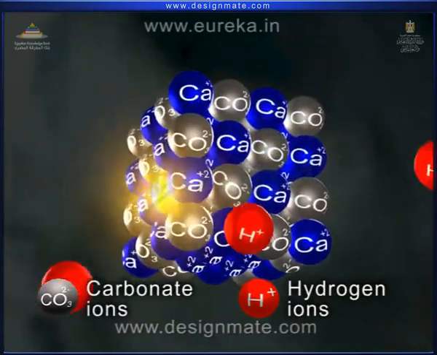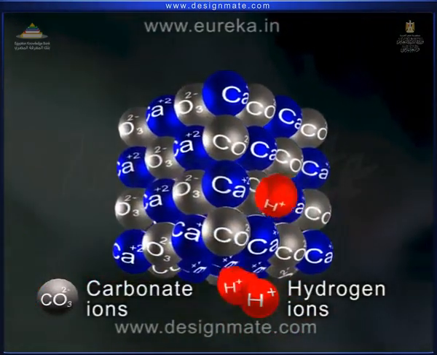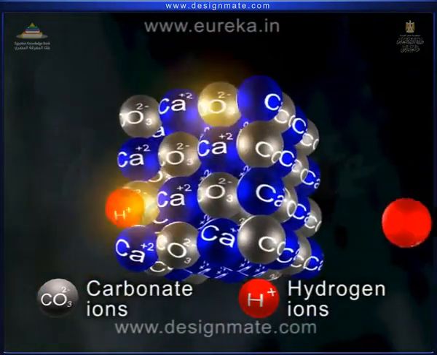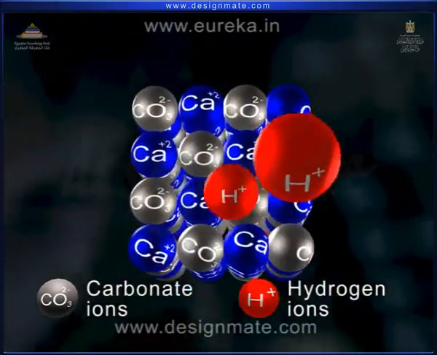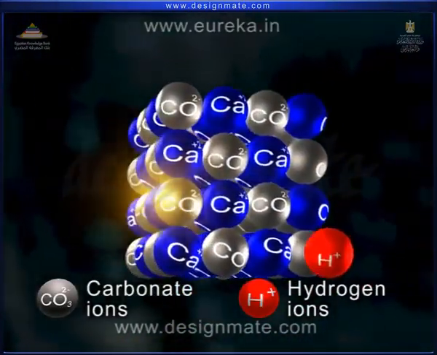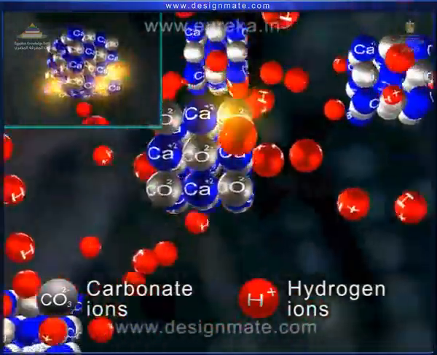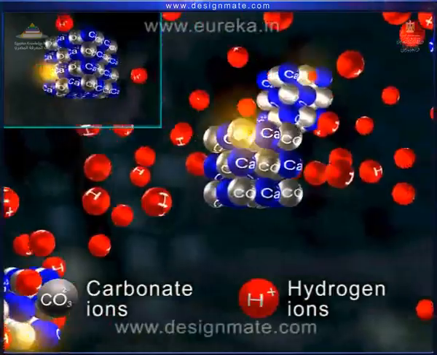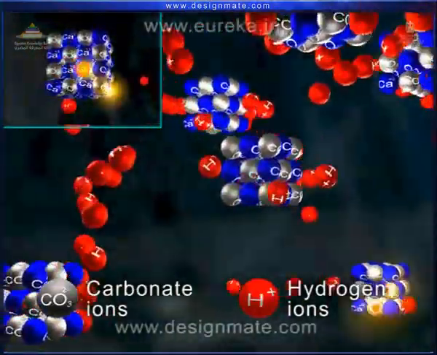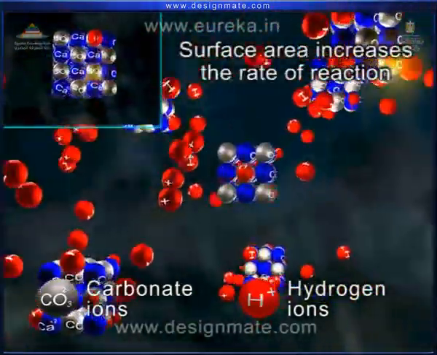This is because the reaction between hydrogen ions of the acid and carbonate ions of marble takes place at the surface of the chips. Since the reaction takes place at the surface, the chance of hydrogen ions attacking the carbonate ions increases with the increase in the total surface area. This increases the rate of reaction.